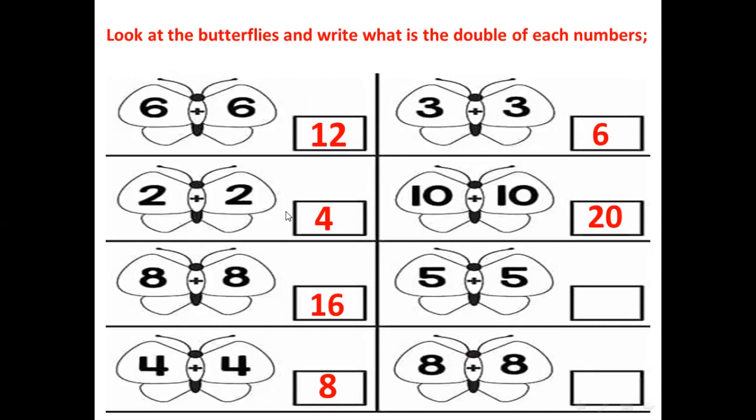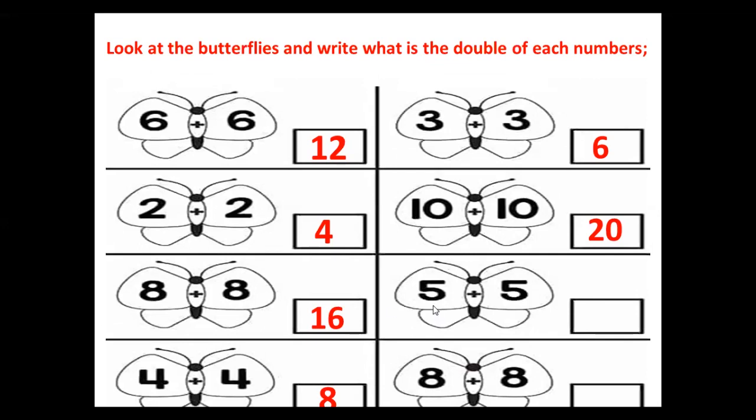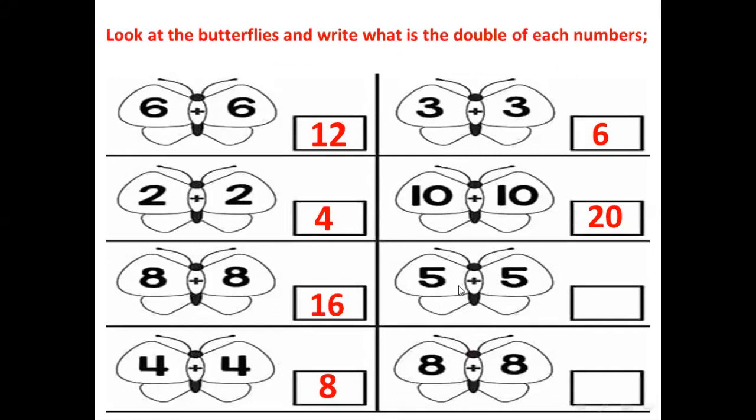Okay, I want Bubble. Bubble, can you hear me, honey? Yes. Okay, here we have 5 plus 5. Double of 5 is? 10. Excellent. The double of 5 is 10. Thank you, Bubble. Good job.